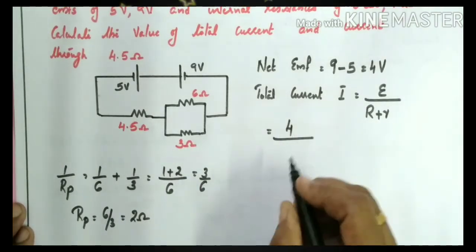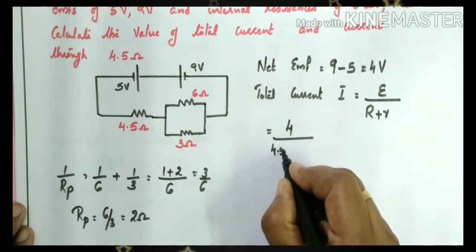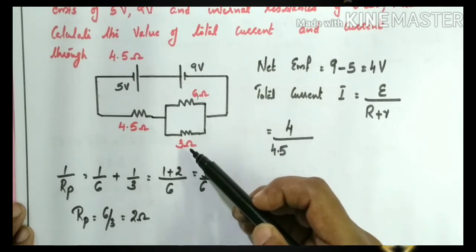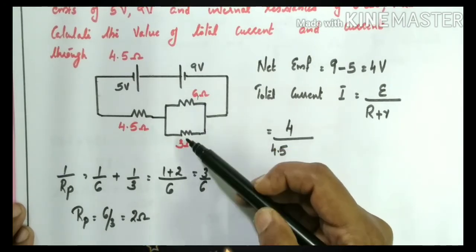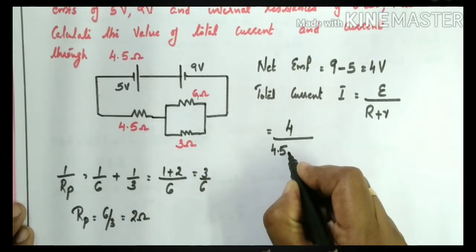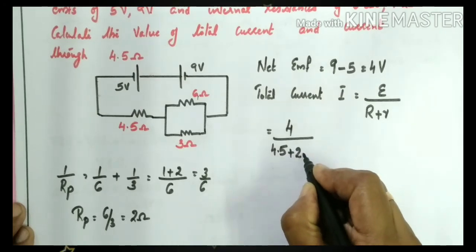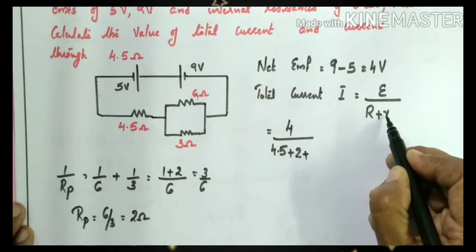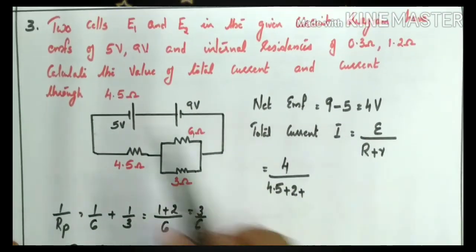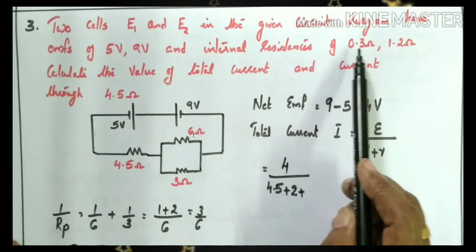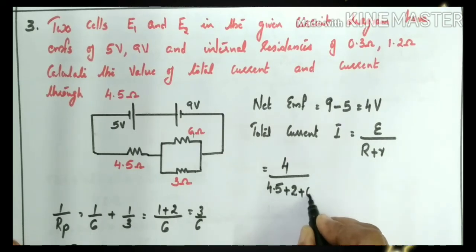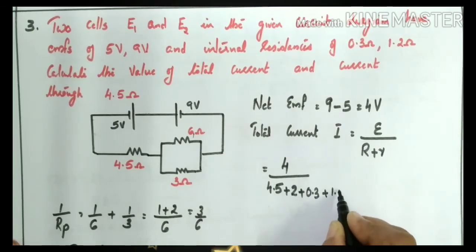Right. Now here we can write capital R is 4.5 ohm, and this 2 ohm equivalent of 6 and 3, they are connected in series. 6 and 3 are connected in parallel, but its equivalent, which is 2, is connected in series with 4.5. So here we can write plus 2. Plus, what does r represent? r represents the total internal resistance. Here what are the internal resistances given? 0.3 ohm and 1.2 ohm. They are connected in series, so directly we can take the sum, 0.3 plus 1.2.